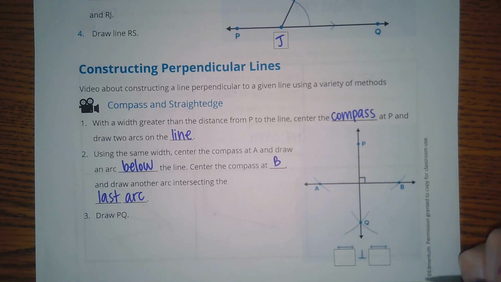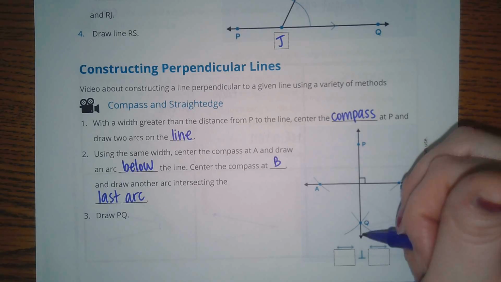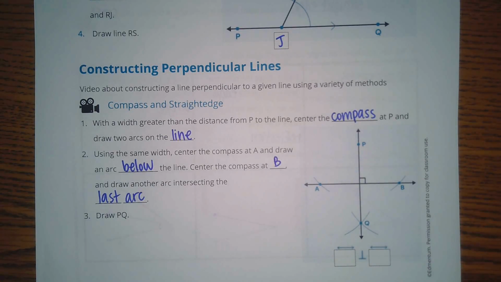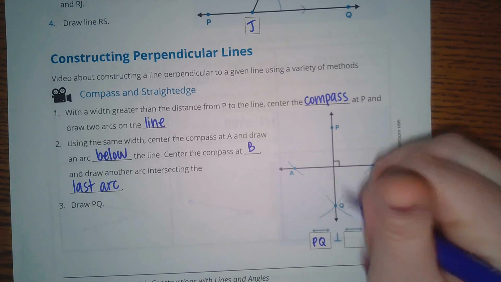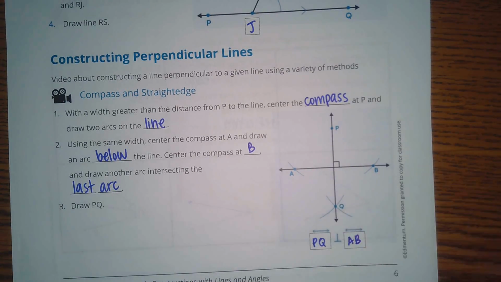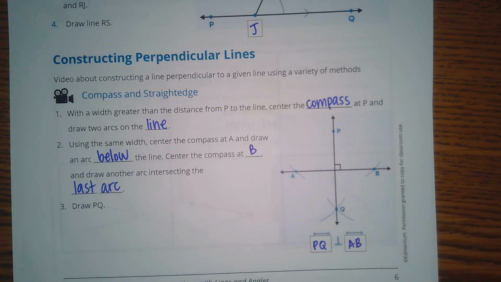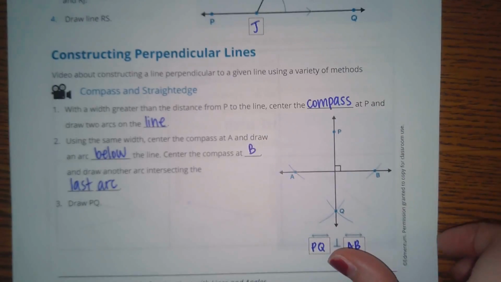They're going to intersect one another, and then I'm going to combine this PQ here to make this line exactly perpendicular to AB. And so then I can write that PQ, this line PQ up and down, is perpendicular to line AB because they create this 90-degree angle. Same thing, make sure you watch the video because that's going to go a lot more in depth than just these notes.